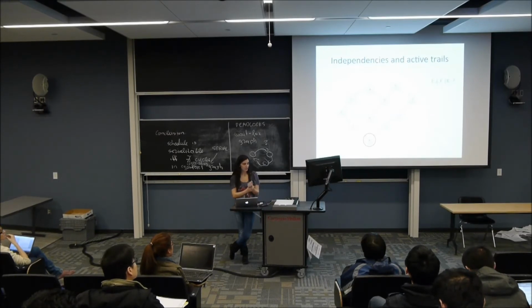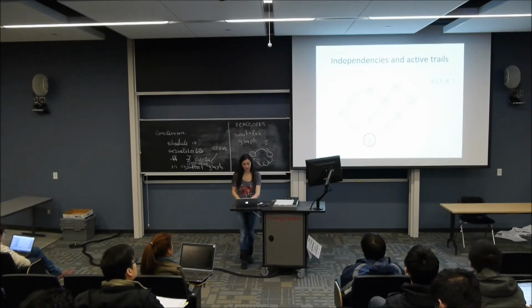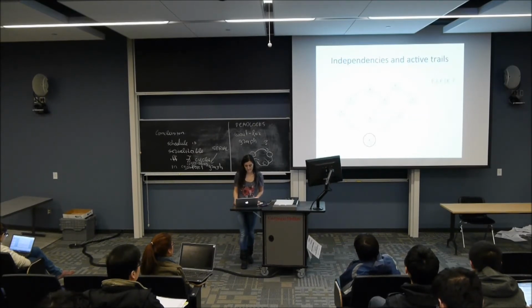Anyone want to guess? They're not independent, because I and J here are not independent, and then we have this trail where nothing here is observed, so this is an active trail to here. Okay. So now if I observe I, are F and K independent?